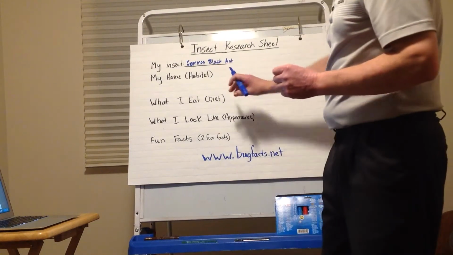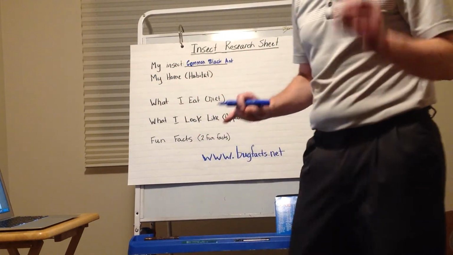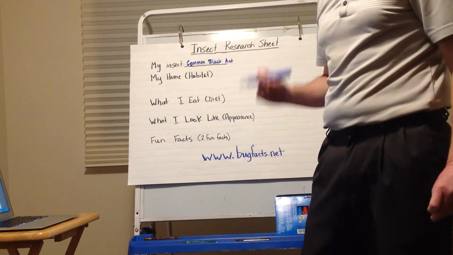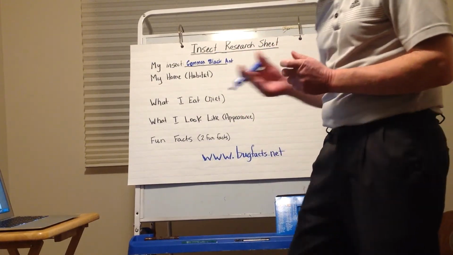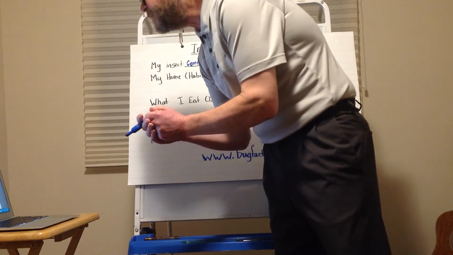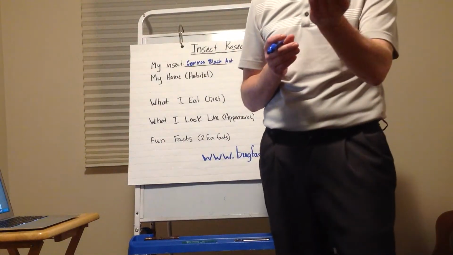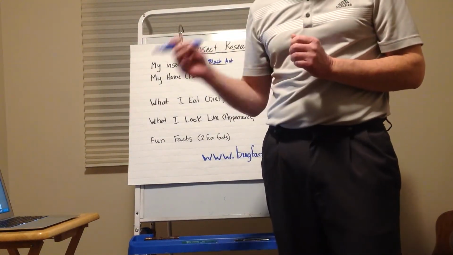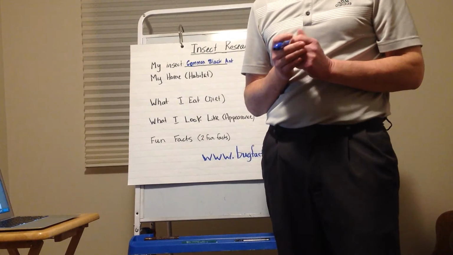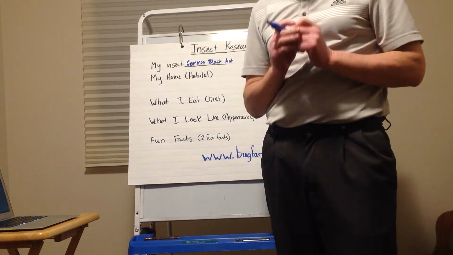Now my topic here is the ant. So when I'm doing my facts here, I don't have to write the ant every time. I can just write the facts. So for instance, I'm going to read my home for my ant here, and it says, I live in a colony which could be an anthill in the ground. So that's where they live. They live in colonies. They live in the ground. And so that's really easy. I'm just going to shorten that up.